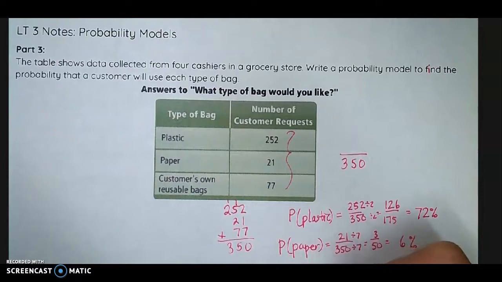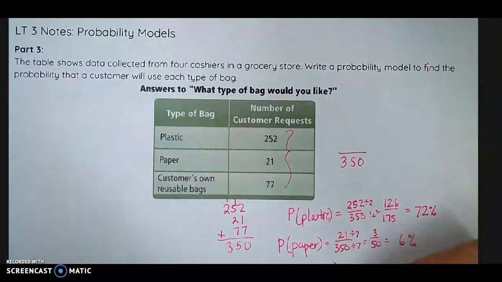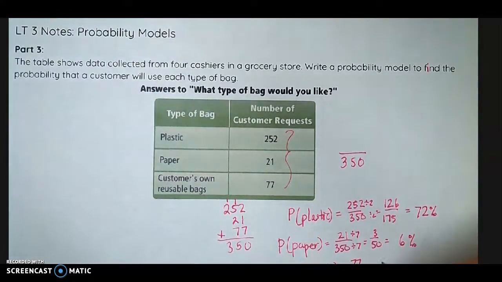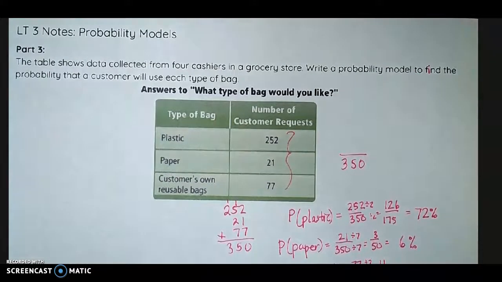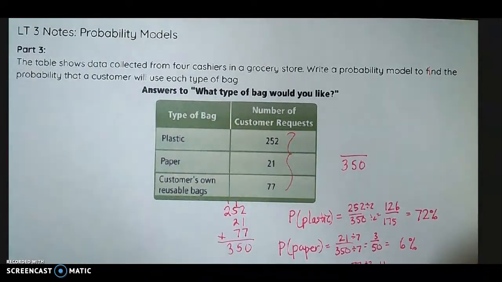Now the probability of reusable bags, sorry, I added the E in there, I need to keep that out, is 77 over 350, which is 11 over 50. Which is 22%.